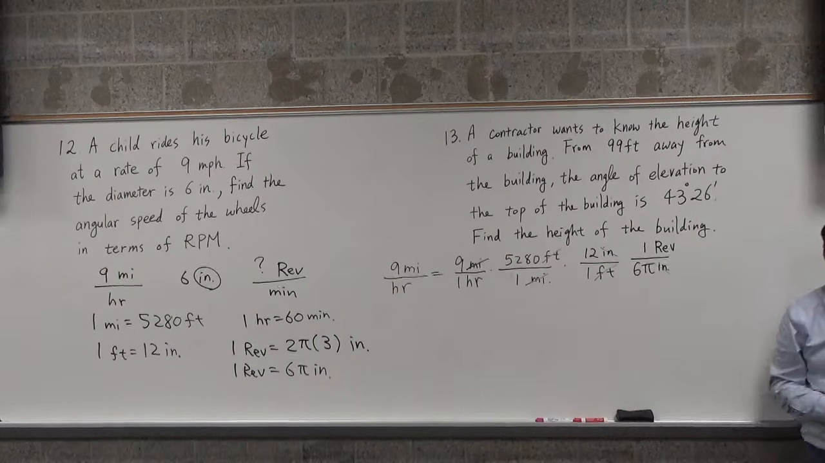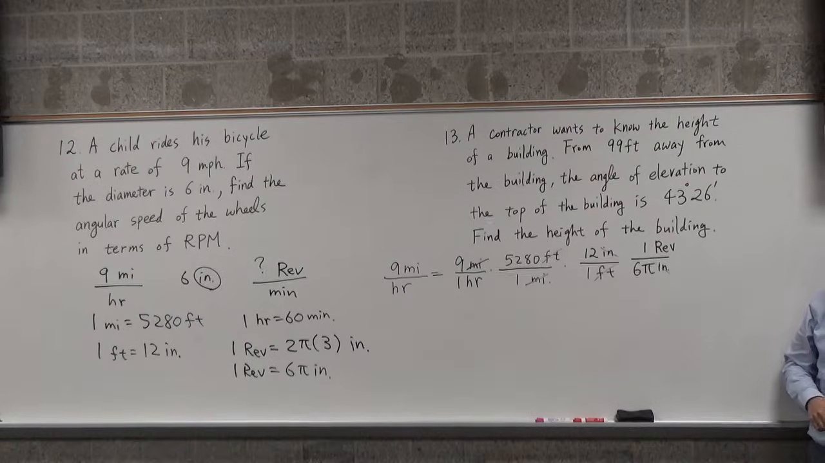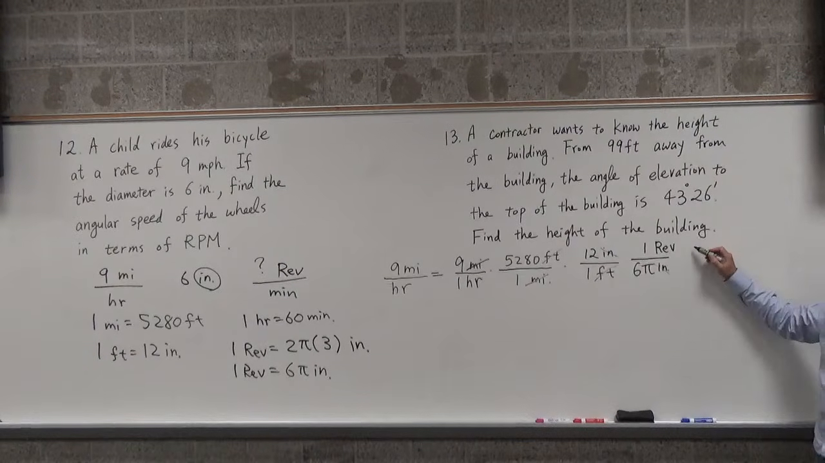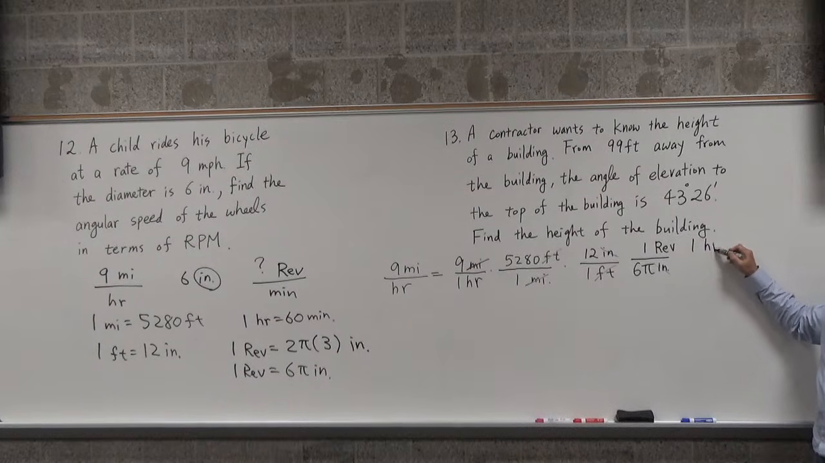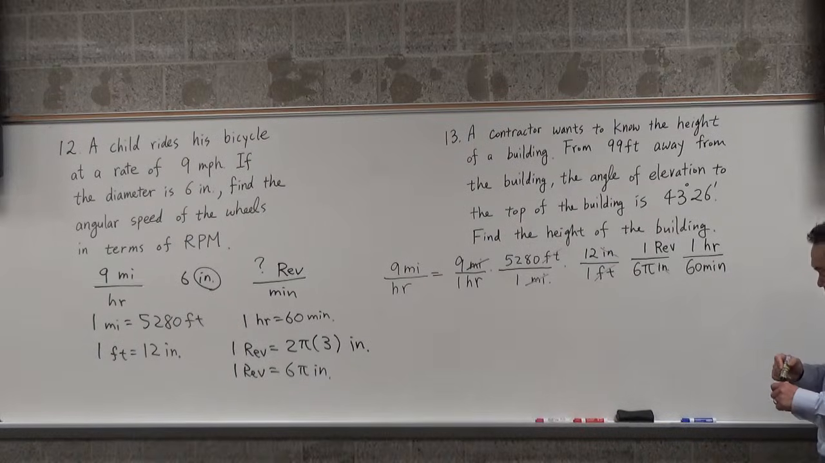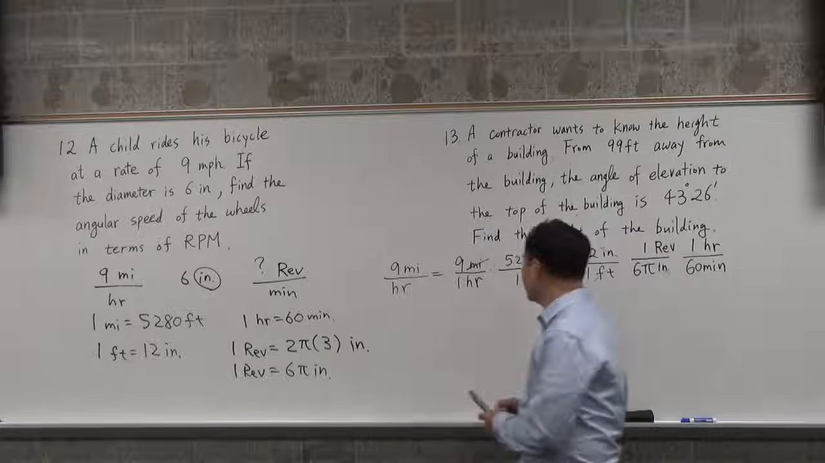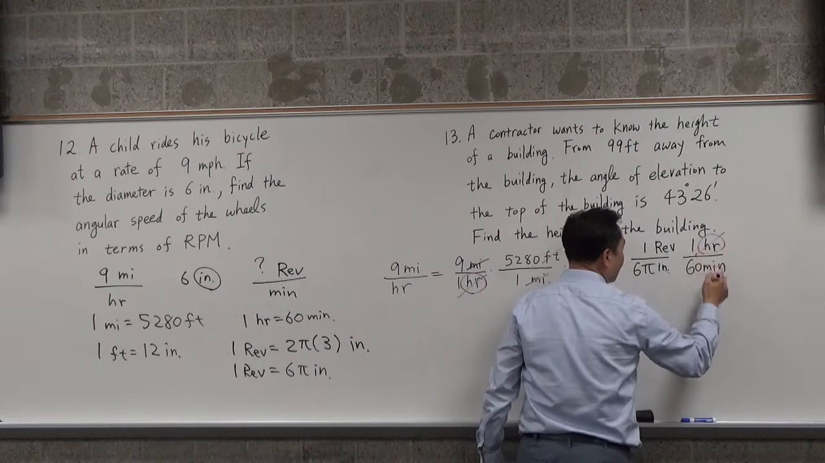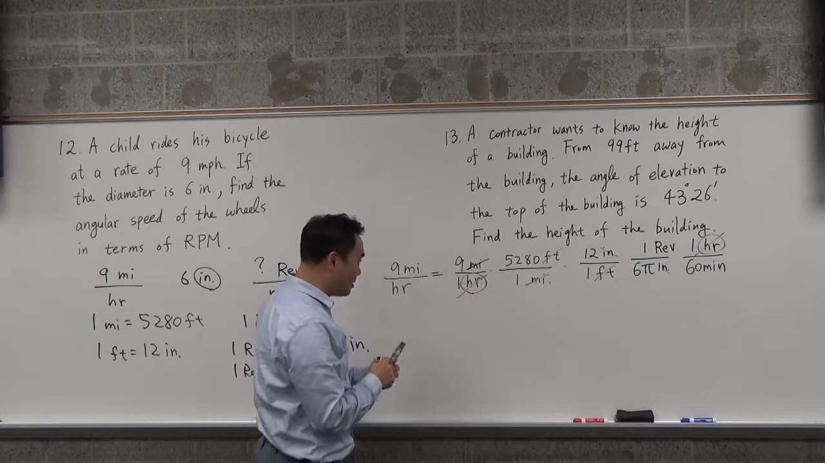All right, so after the cancellation, I end up with revolutions on the top. Perfect. However, the bottom still has hours, so I need to change to minutes. So what should I do? What do I multiply? Maybe 1 hour, 60 minutes. 1 hour on the top, 60 minutes in the bottom, so that this hour here is going to cancel with this hour, leaving you with 60 minutes.